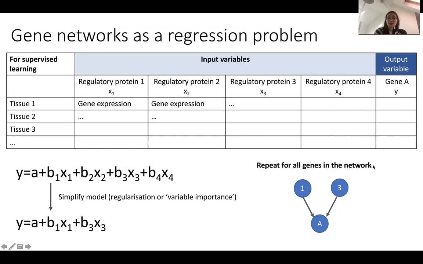Now you can repeat this procedure for all of the genes in the network. So for instance, you could replace gene A with gene B, then gene C, and so on, and continuously add to this network. This is one of the predominant ways of actually inferring gene networks from gene expression data.